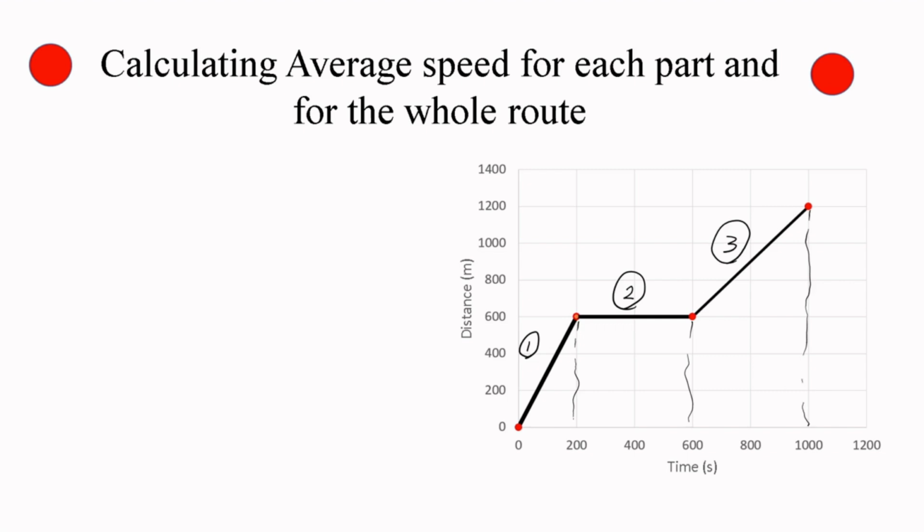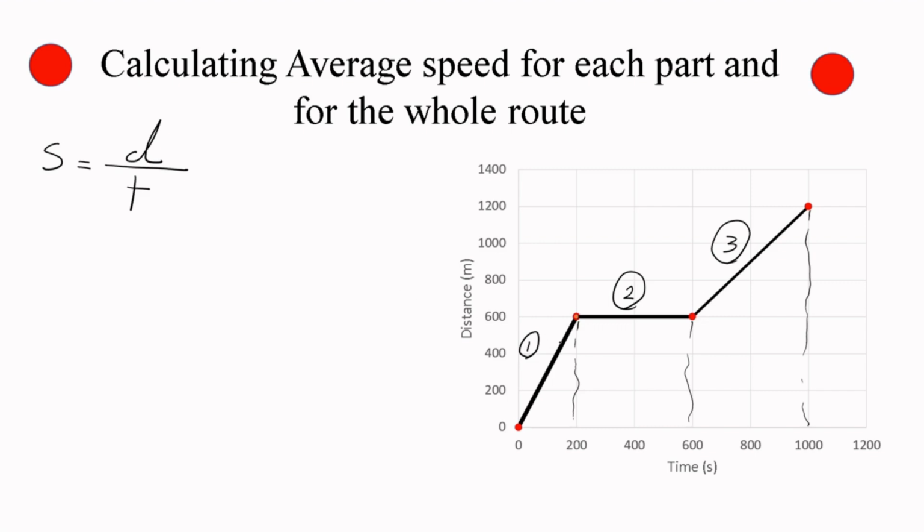What was the formula that we used for calculating average speed? As I told you in previous videos that I'm going to put the link of them in the description, we have only one formula for calculating average speed, and that is S is equal to distance divided by t, which is time here. Okay, let's start calculating average speed for each part.